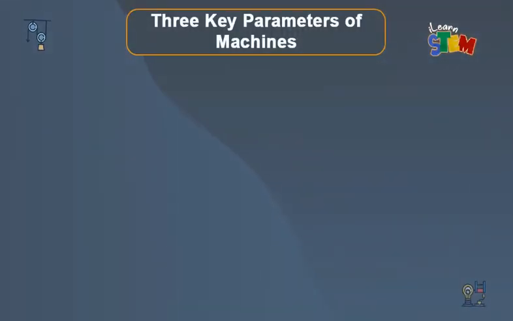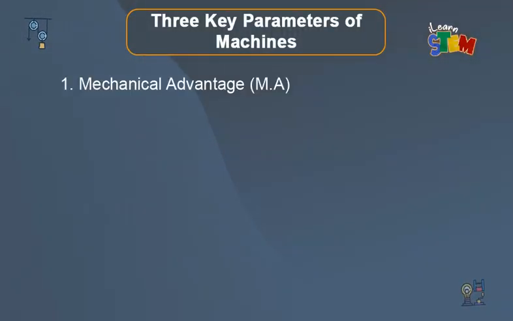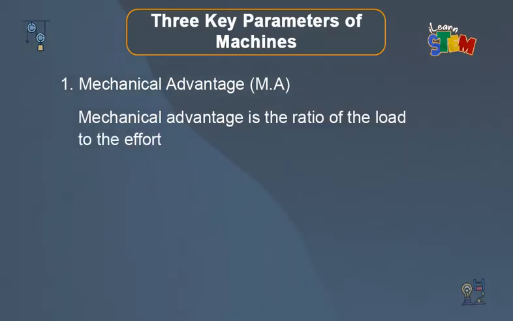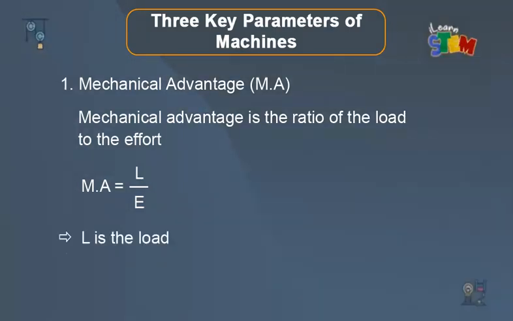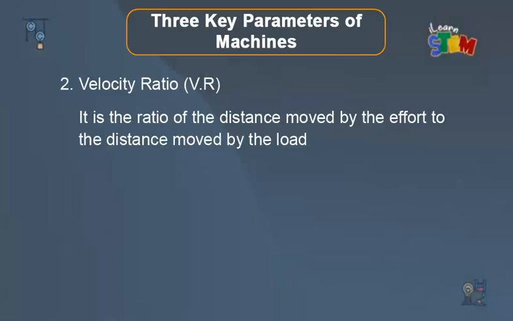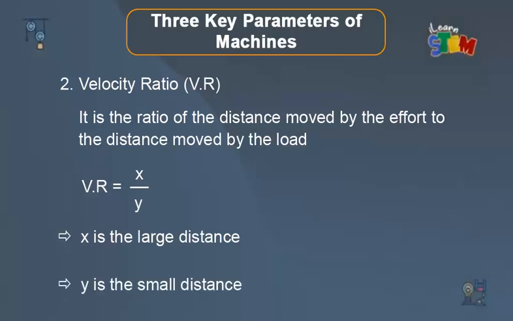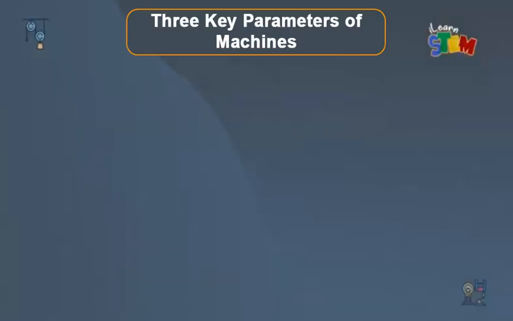Now, let's discuss the three key parameters of machines. 1. Mechanical advantage. It is the ratio of the load to the effort. It is defined as MA equals L over E. L in this case is the load, and E is effort. 2. Velocity ratio is the ratio of the distance moved by the effort to the distance moved by the load. It is defined as VR equals X over Y. X is the large distance, and Y is the small distance.